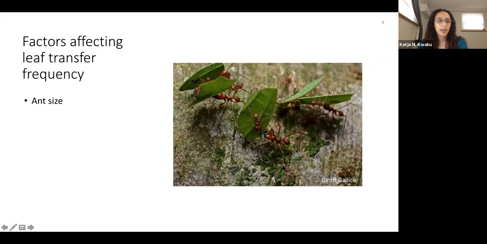And this could depend on ant size, for example. So in some species, the big ants with big mandibles do the cutting, and then they hand off the leaf fragment to the smaller ants, and the smaller ants do the carrying. In other species, it's the exact opposite, where the small ants actually do the cutting, and then they hand it off over to the big ants that do the carrying, because the big ants have longer legs and they're much faster. They can get the fragment there more quickly.